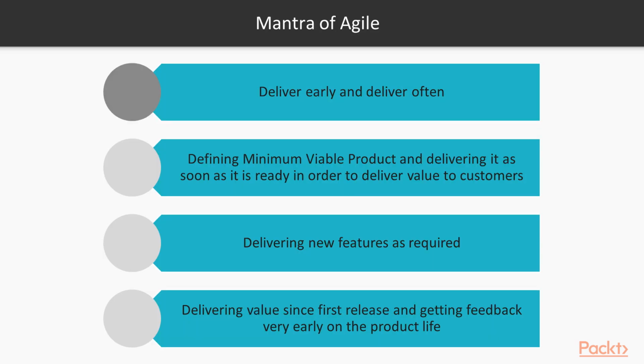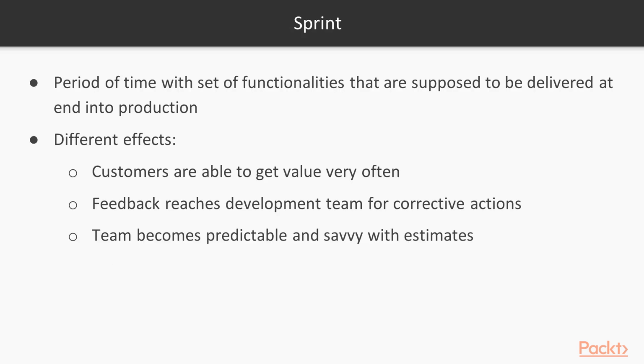Deliver early and deliver often is the mantra of Agile, which basically means defining a minimal viable product and delivering it as soon as it is ready in order to deliver value to the customers of your application, and then delivering new features as required. With this method, we are delivering value since the first release and getting feedback very early on the product life. In order to articulate this way of working, a new concept was introduced, the sprint. A sprint is a period of time with a set of functionalities that are supposed to be delivered at the end of it into production so that we achieve different effects.